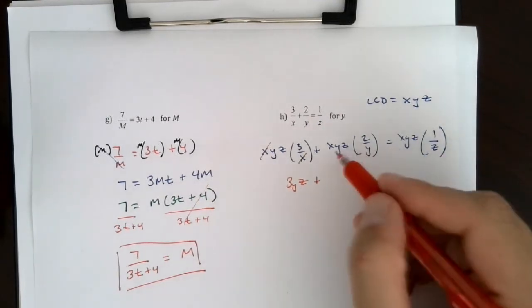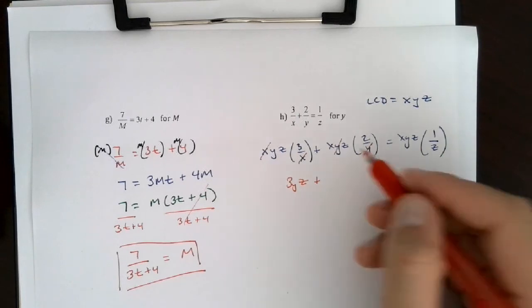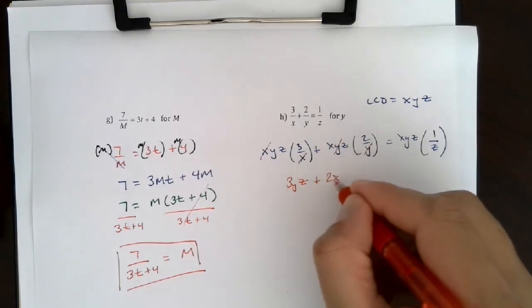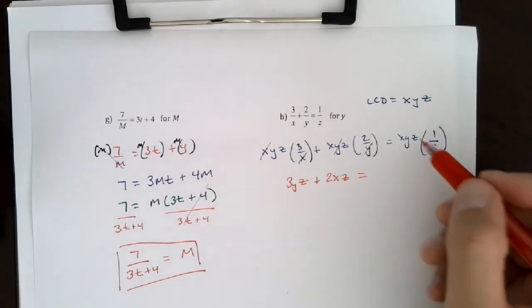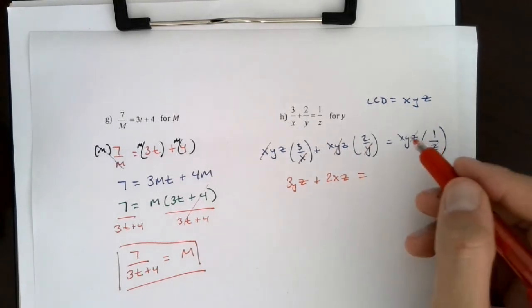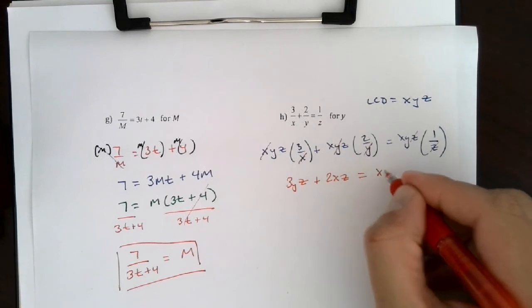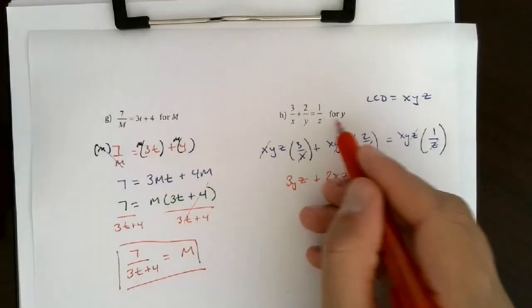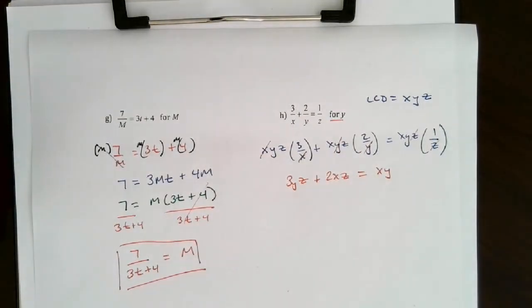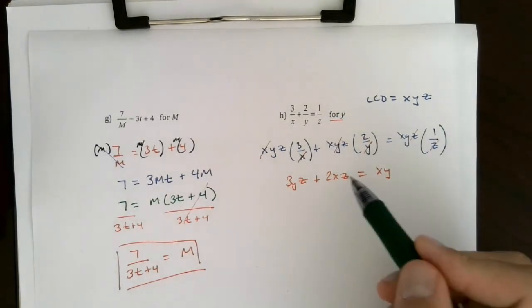Plus the second one here, the y's will cancel, that's the common factor, and you're left with 2 times xz. And it's equal to here, the z's cancel, you're left with x times y times 1, which will just be 1xy, which I can just write as xy. Now remember the goal. The goal is to solve for y. So if we want to solve for y, we want y's to one side, everything that doesn't have y to the other side. So I've got 3yz plus 2xz equals xy.